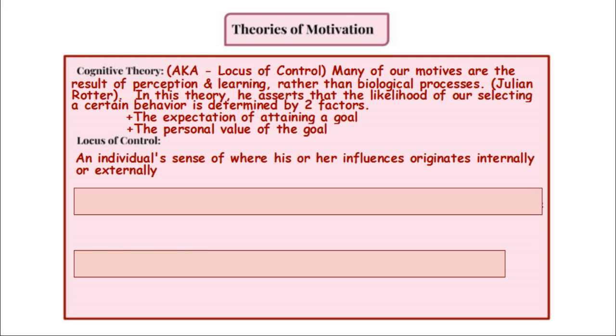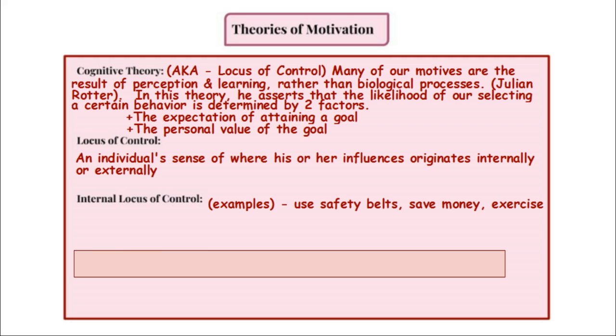So if you have an internal locus of control, meaning that it's coming from inside of you, you might use things like a safety belt. You might save money. You might choose to exercise and to eat a healthy diet.